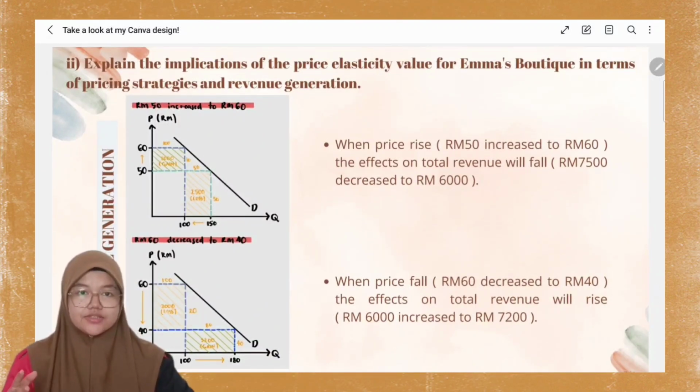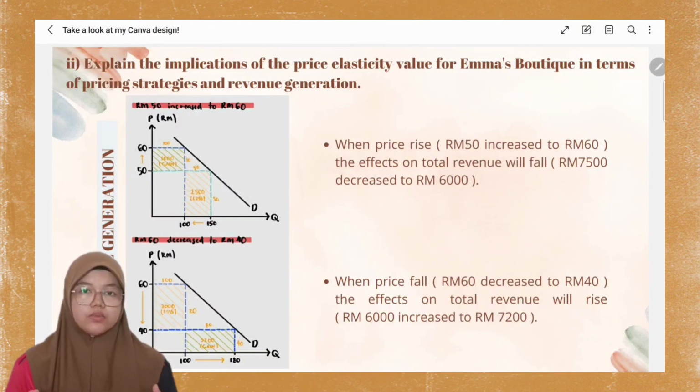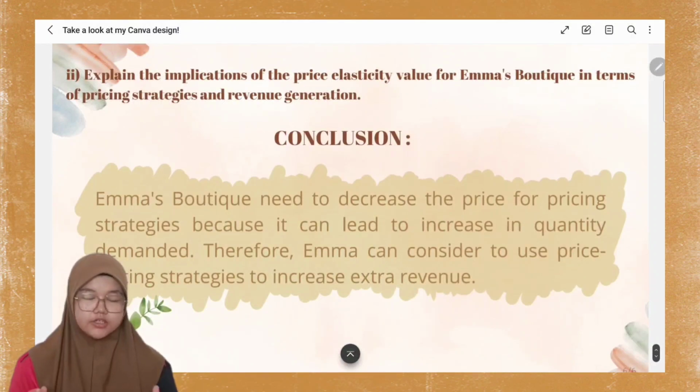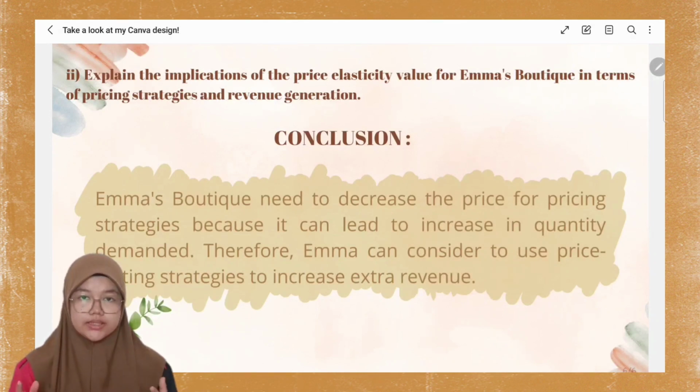Now, how about the revenue generation? When the price rises from RM50 to RM60, the total revenue falls from RM7,500 to RM6,000. Meanwhile, when the price falls from RM60 to RM40, the total revenue rises from RM6,000 to RM7,200. As for the conclusion, Emma's Boutique needs to decrease the price to increase the quantity demanded.